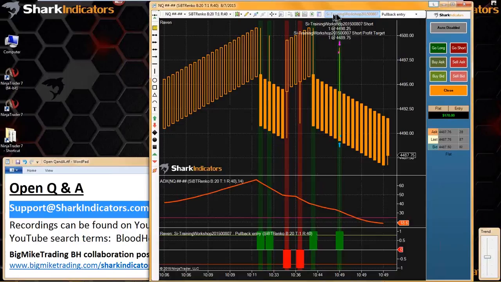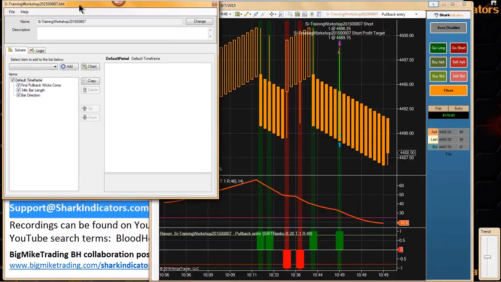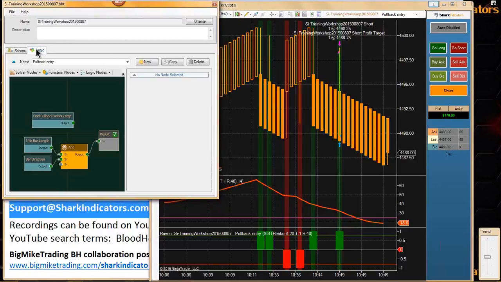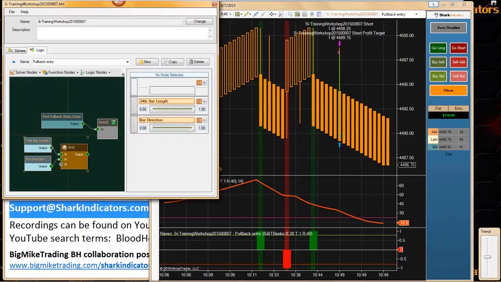so once again I'm going to do some work. I'm going to work in BloodHound through Raven, which I don't recommend, but for saving time I'm going to do it anyways. Alright, so we've got this pullback entry. So I would recommend using the comparison solver version of this, because the comparison solver version won't generate the reversal signals for you.